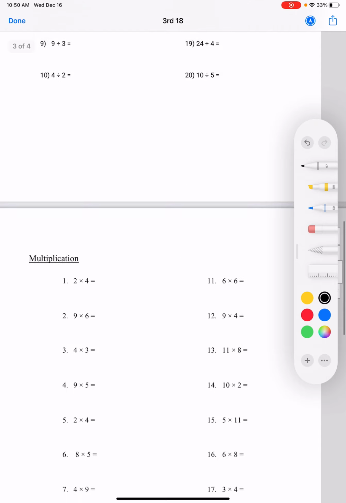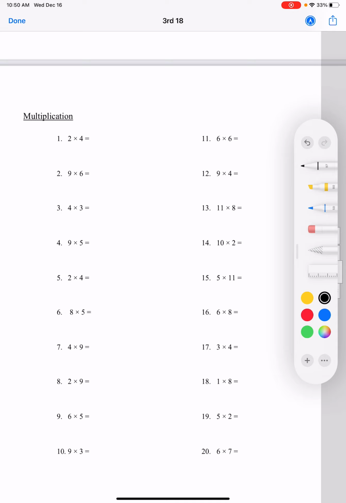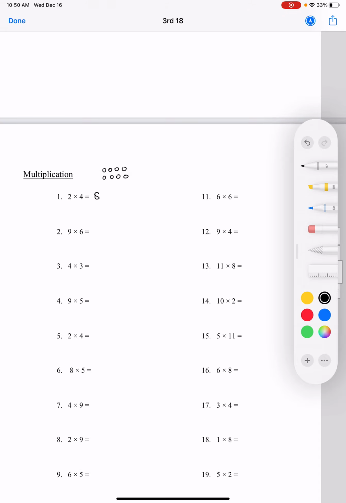Okay. Next is multiplication. So 4 times 2, this is like division. You can still use circles, so 4 groups of 2, or 2 groups of 4. You can think of it either way. So there's 2 groups of 4. So 1, 2, 3, 4, 5, 6, 7, 8. Which means that there's a total of 8, which is the answer. So 4 times 2 is 8.